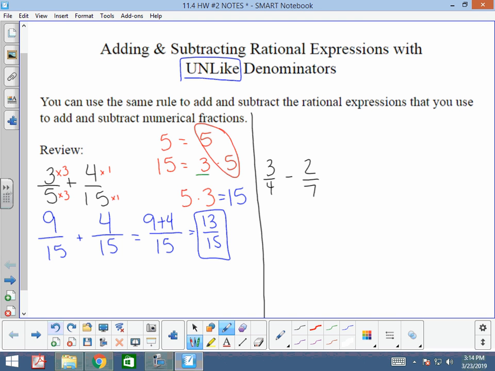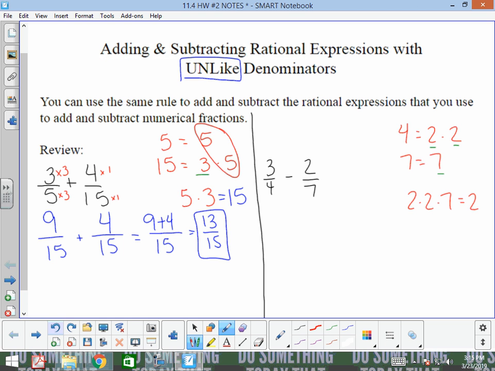Let's look at subtracting numerical fractions. So our denominators are 4 and 7. So 4 is 2 times 2. 7 is already prime, it's 7. There's nothing they have in common. So we're going to multiply everything together. So 2 times 2 times 7 is 28. So 28 is the LCD.